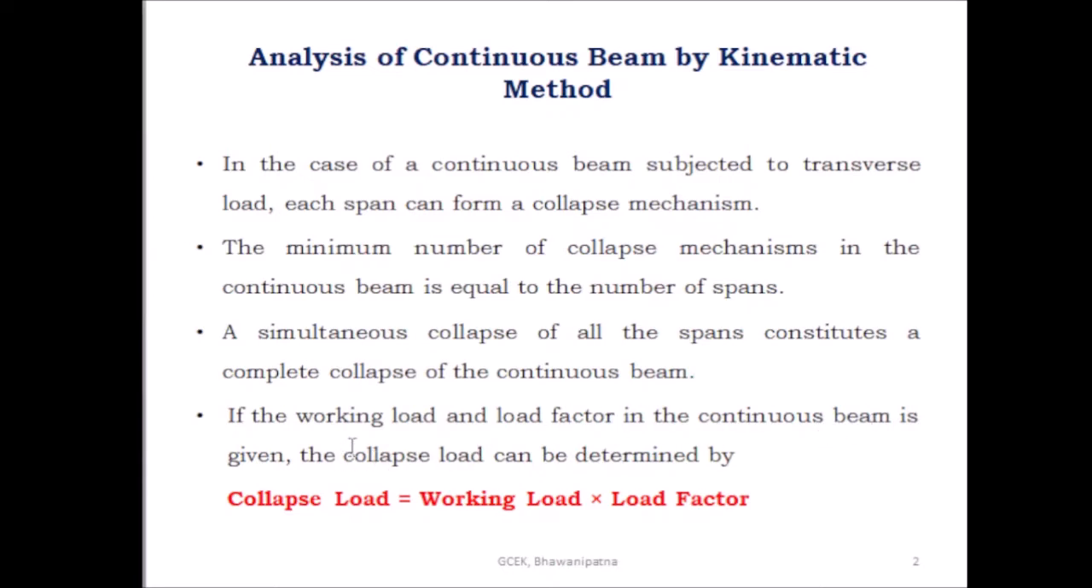So, in the case of continuous beam, if the working load and the load factor are given, the collapse load can be determined by: collapse load is equal to working load into load factor. So, using this formula, you can determine the collapse load. If you know the working load of the continuous beam and the load factor, then you can find out what is the collapse load of the continuous beam.